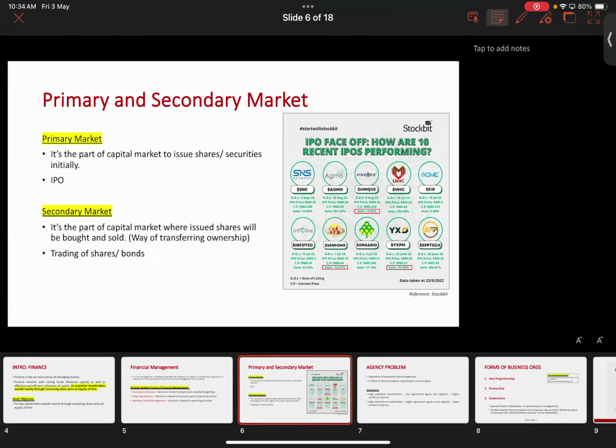Some terms here: the difference between primary and secondary market. When we say primary market, we are referring to the newly issued shares to the market. For example, you want to publicly list your company, so you find a broker, you go to an investment bank to underwrite your company and make it publicly listed. When your company is newly listed on the stock exchange, those newly issued shares are in the primary market. It is the part of the capital market that issues new shares. Remember, these are the new shares initially. So we usually refer to the IPO. IPO means initial public offering.